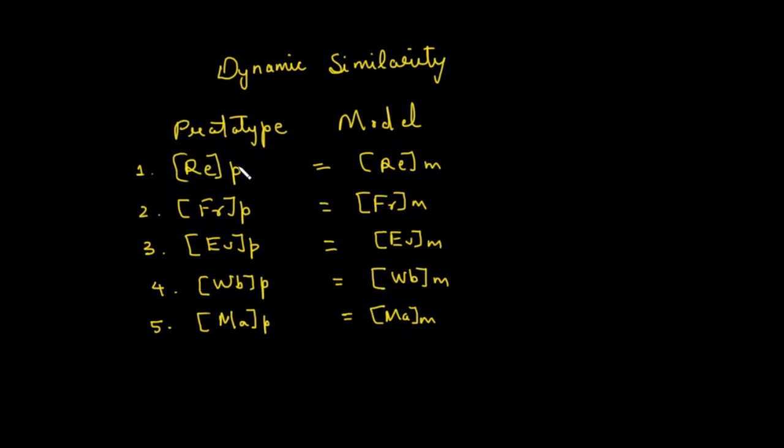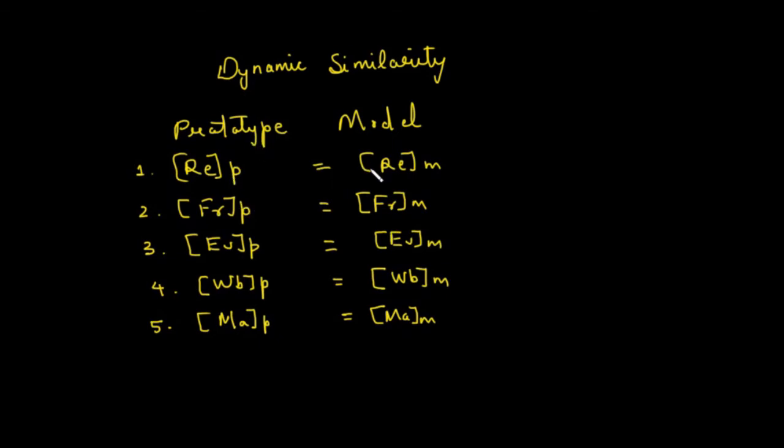So the definition of dynamic similarity can be summed up as: when the force polygon in the prototype and the force polygon in the model are similar, then the prototype and model are said to be dynamically similar. And the implied meaning of that is that in order to make the prototype and model dynamically similar, we have to match all the dimensionless numbers in the prototype with the dimensionless numbers in the model.